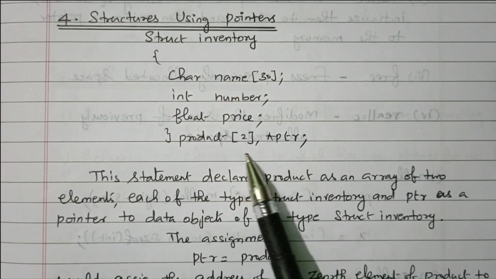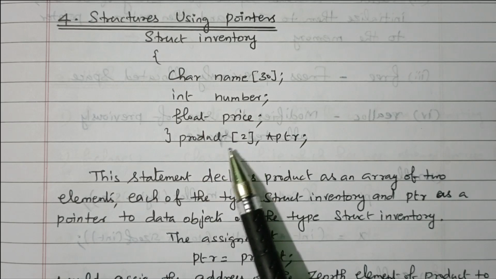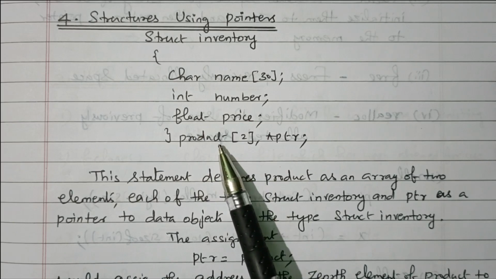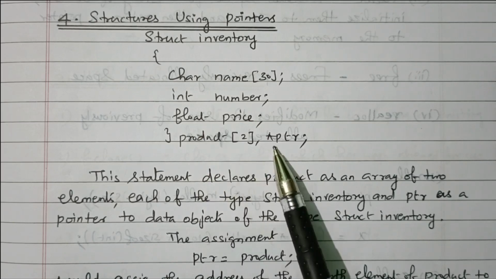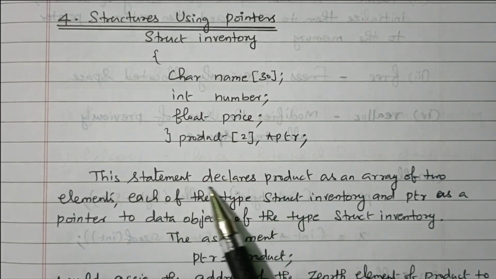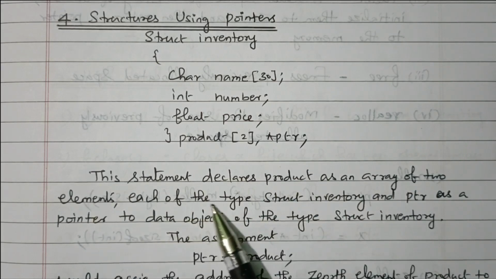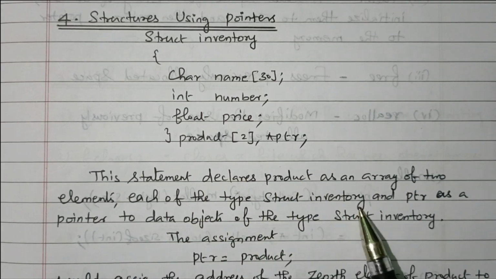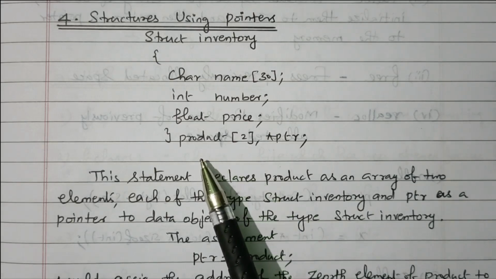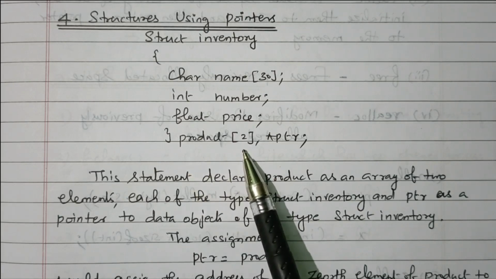Here we created the structure variable product, using an array. We can store two different sets of data in this. Also one pointer is there, *ptr. So what is the meaning? This statement declares product as an array of two elements, each of type struct inventory, right? So product[2] means, for example, product 1, product 2, like that we can declare, otherwise product[2] using an array.